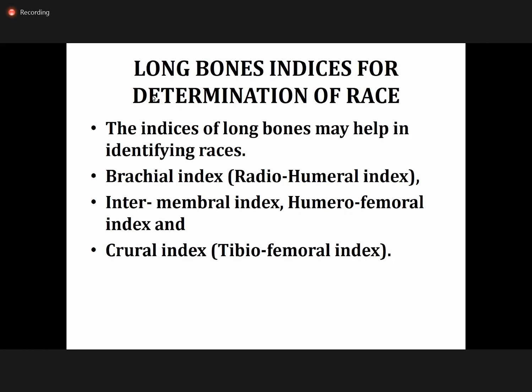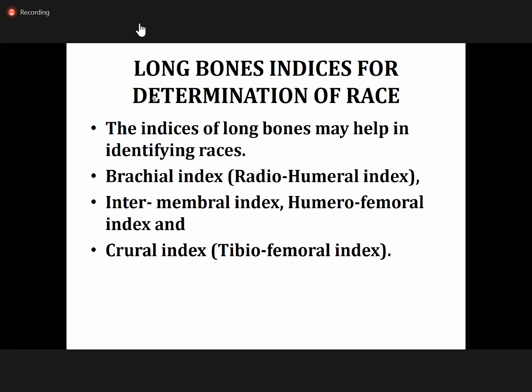Then you can see by the shape of the orbits, nasal aperture and palate also, as I put in the previous slide from the first day's lecture. The orbits are angular in Europeans, triangular in negroids, and rounded in mongoloids. The nasal aperture is wide in blacks, narrow in Europeans, and rounded in mongoloids. The palate is rectangular in blacks, triangular in Europeans, and horseshoe shaped in mongoloids. So these are some of the indices.